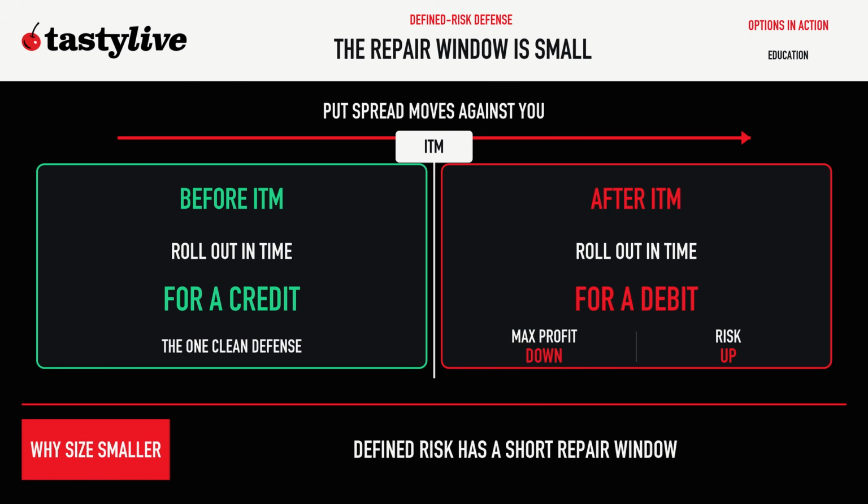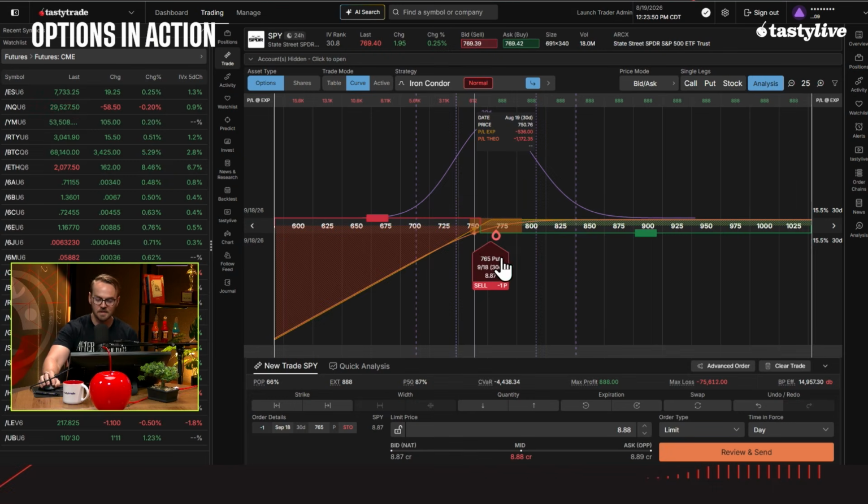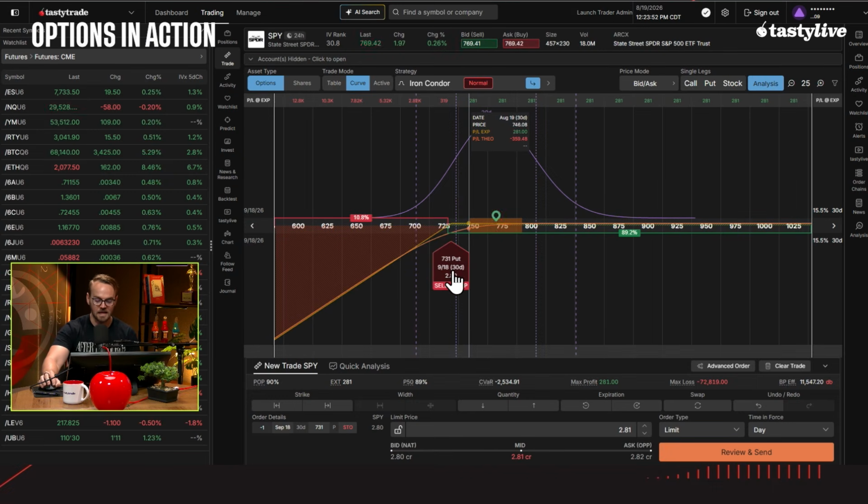Now, with an undefined risk trade, I think there's more flexibility here. That doesn't mean I'm going crazy with my trade size because I know that if I sell a put, it can be a loser, even if it's a 70%, 80%, 90% probability of being out of the money at expiration.